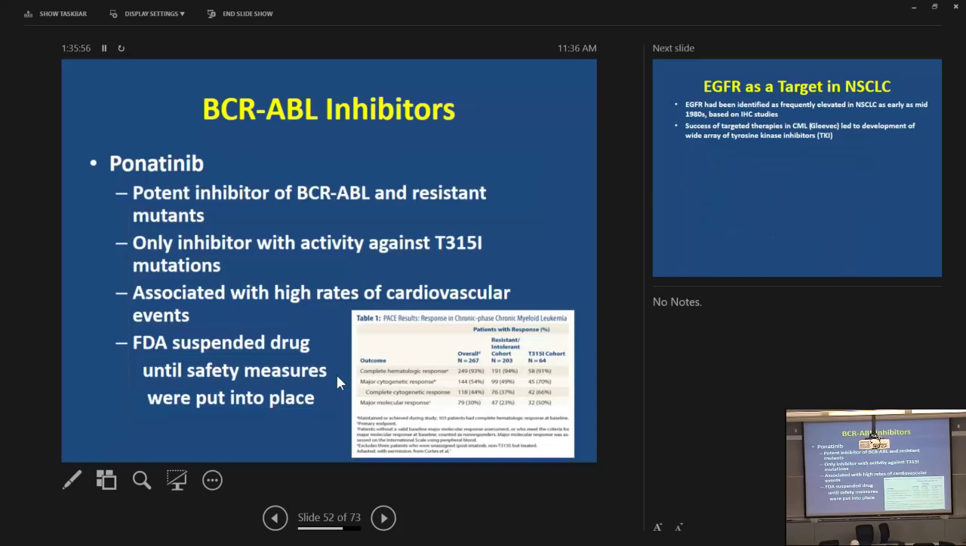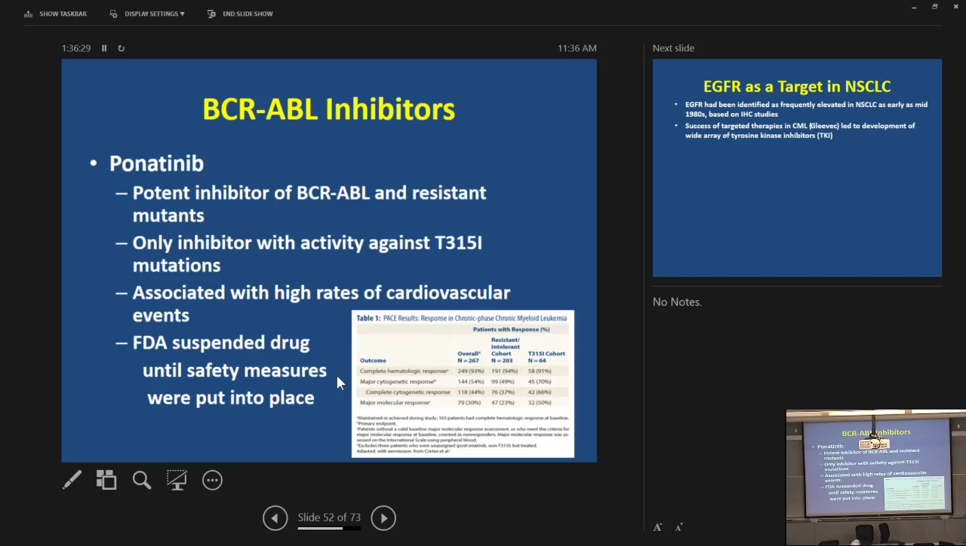All right, so ponatinib is our last generation BCR-ABL drug. It's sensitive to pretty much everything, and it's the only one that has activity against this T315I mutation. Interesting thing with ponatinib is you can see here, if you have this mutation, what your response rates are if you get ponatinib versus a drug that's resistant to it. You can see huge increases in survival.